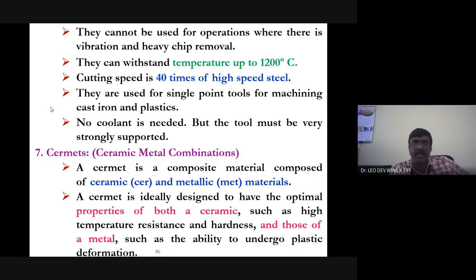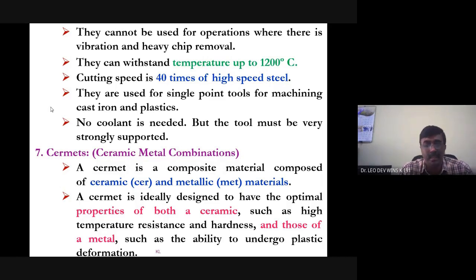Examples for single point cutting tools are shaping tool, slotting tool, lathe tool, and thread cutting tool. All these are examples of single point cutting tools. No coolant is needed. So in dry machining or dry cutting operation, we prefer aluminum oxide or ceramic as the cutting tool material. But another limitation is it is costly when compared to cemented carbide, high speed steel or alloy steel.